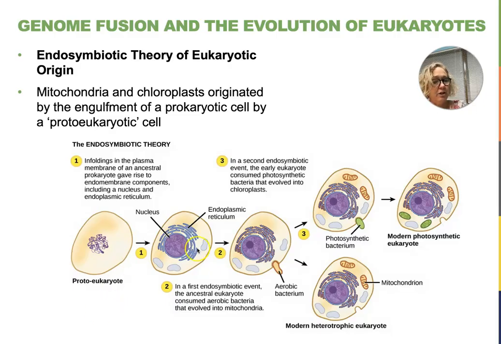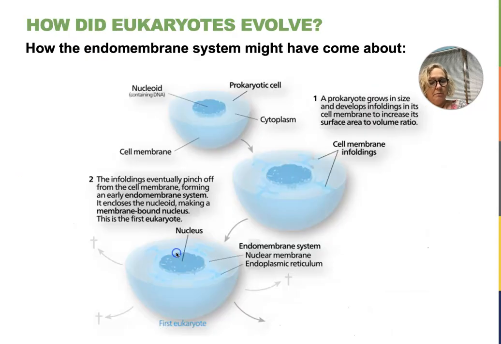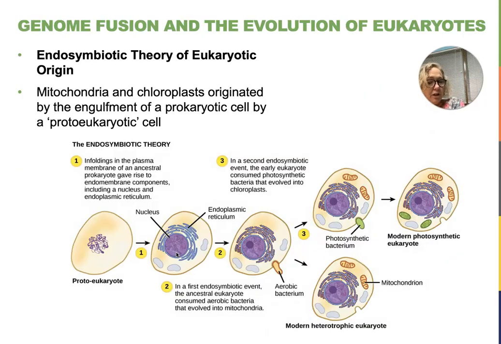Okay, do you see how this happens here? So here, all of a sudden, we look at a proto-eukaryote. Now we have the first, oh, I gotta go back. Sorry. The first endosymbiotic event. The ancestral eukaryote consumed aerobic bacteria that evolved into the mitochondria. This is the mitochondria genome theory of eukaryote origin. And it basically just sort of ate a bacteria that had a mitochondria that evolved ultimately into your cell having a mitochondria. And aerobic bacteria.